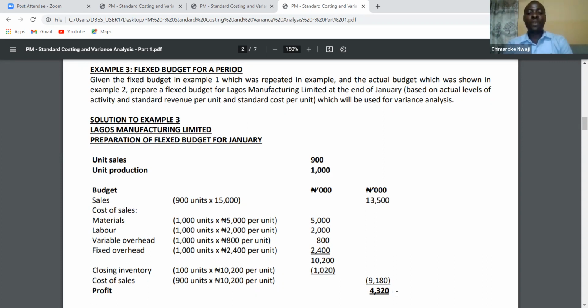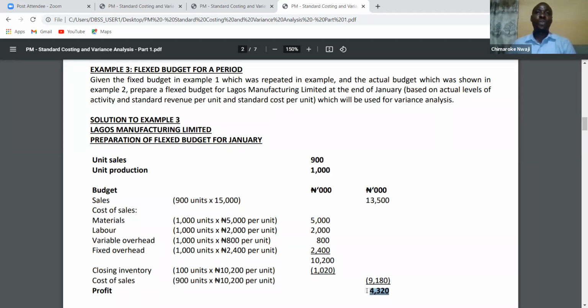And then our profit will now give us 4,320,000. So you see your profit has dropped because you have done a flexible budget. Now it is this flexible budget that will be used for comparison with the actual result so that we can know if we have a variance.